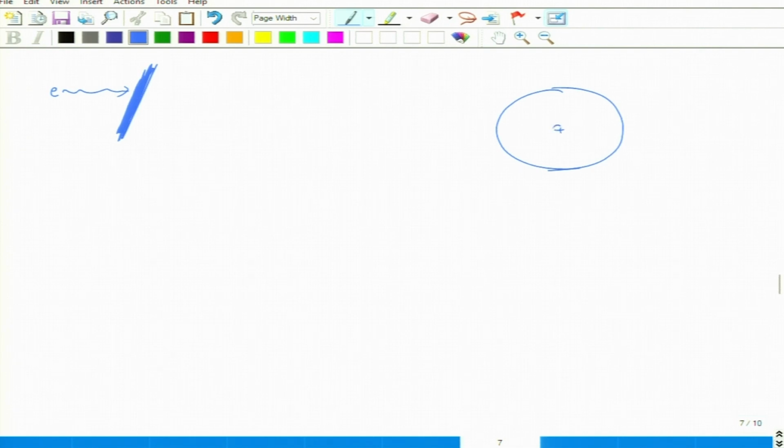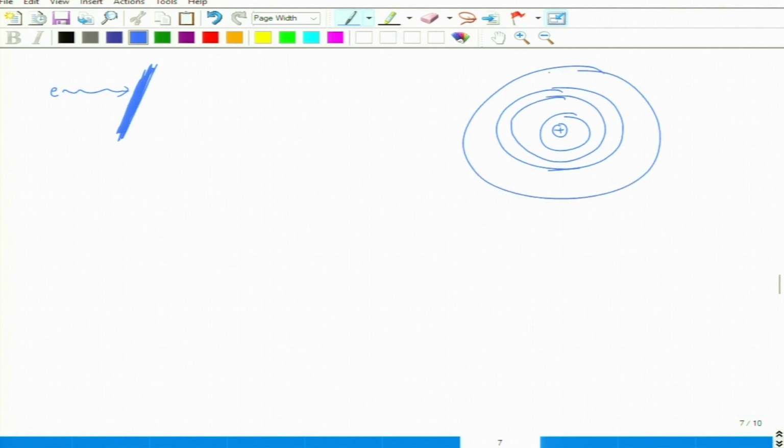There is a nucleus and there are several orbits. From the Bohr atomic model, we know the atom looks like this. Now the X-ray is, and in these orbits there are electrons. Here is an electron, an electron. These are the electrons residing in the atom.